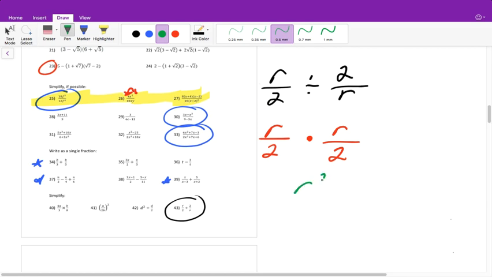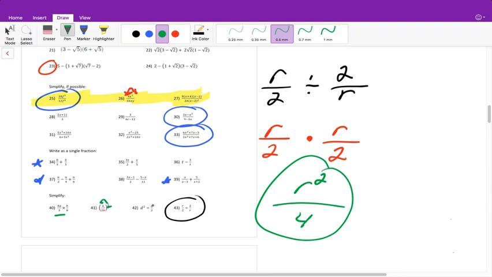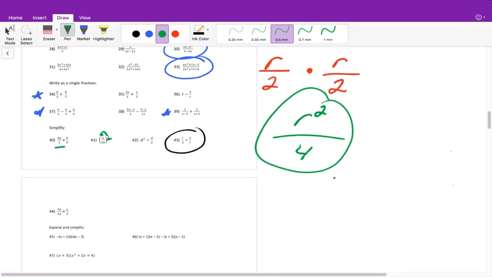So r times r is r squared, and 2 times 2 is 4. So in this case, here, you would just multiply like you did here. You can reduce if you can first, and then multiply. Here, you just need to distribute your power in, and the same thing here for the one that we did. All right, if there is anything that you can reduce beforehand, you can, but in this one, there wasn't. All right, let's move on to the next set.